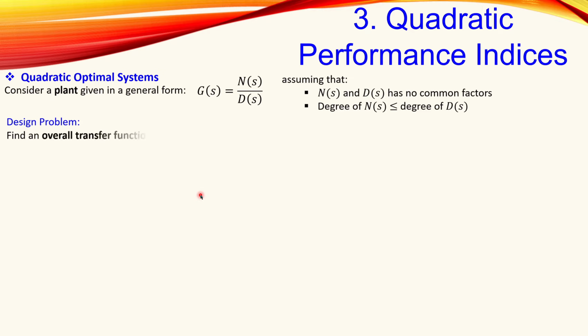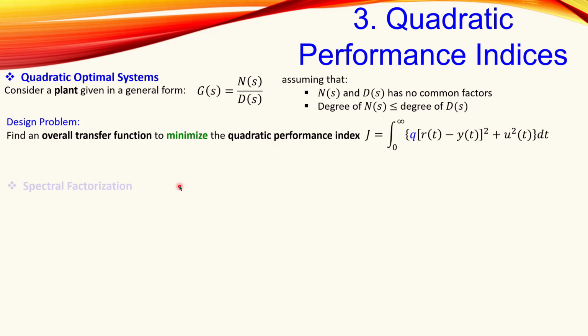Now let's see a design problem then. What is the design problem? Find an overall transfer function that minimizes that quadratic performance index, which is this. Again, this is the index we will use, which is easier to handle than the formal one.